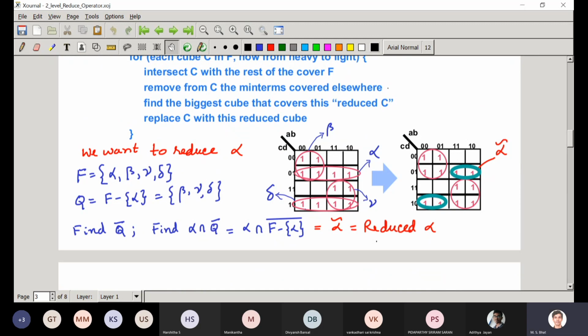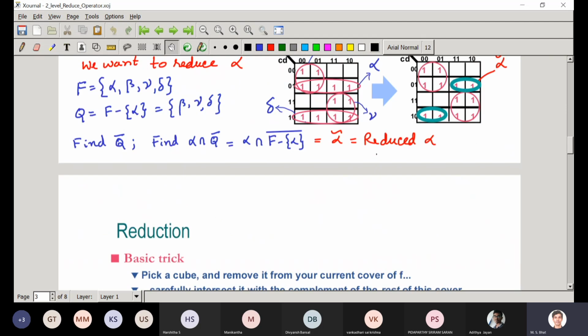prime. Okay, so these four, and further reduce this and expand in this direction. So you will be left with only three cubes. This beta and one that is covering these four minterms and one covering this, that is delta. So delta, and then this expanded alpha, second time expanded, and then this beta gives you the irredundant set of prime cubes of F. So that is the idea.